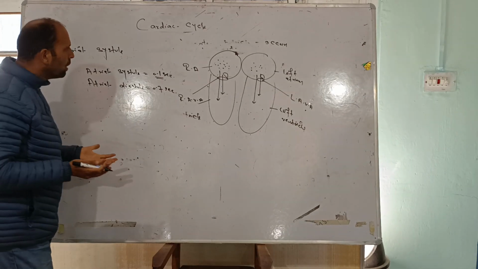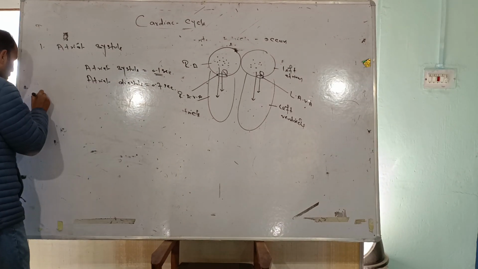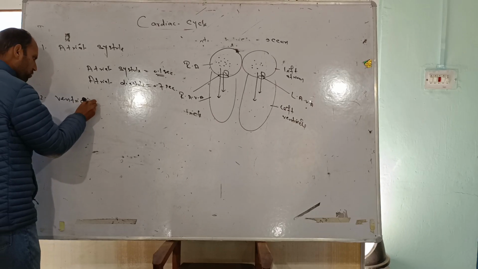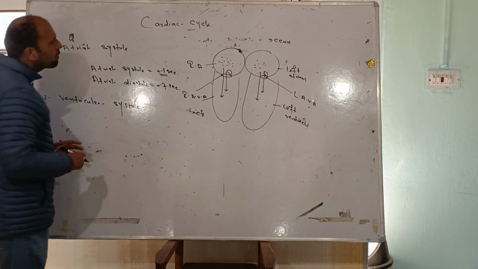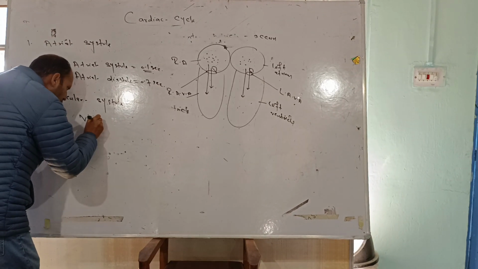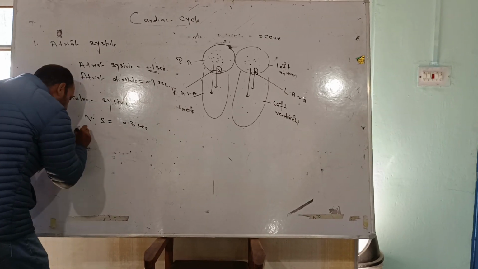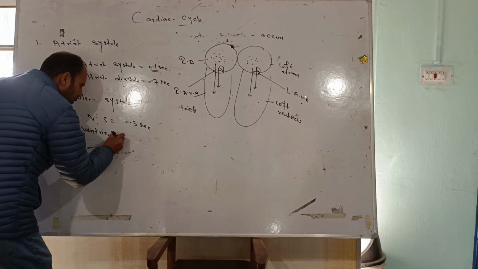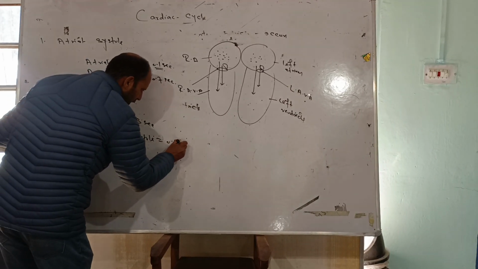Later on, what will happen? The next part of the cardiac cycle is called ventricular systole. The ventricular systole of heart occurs for 0.3 seconds. And the ventricular diastole occurs for about 0.5 seconds.